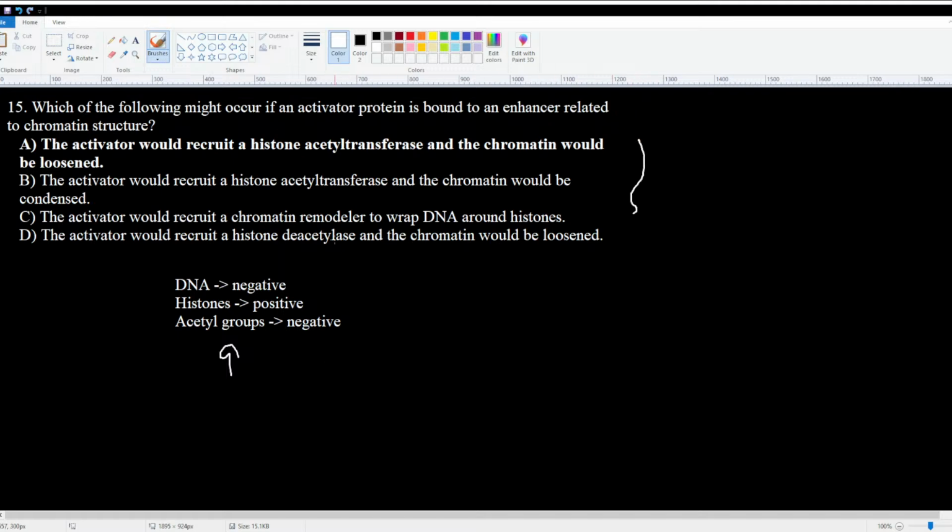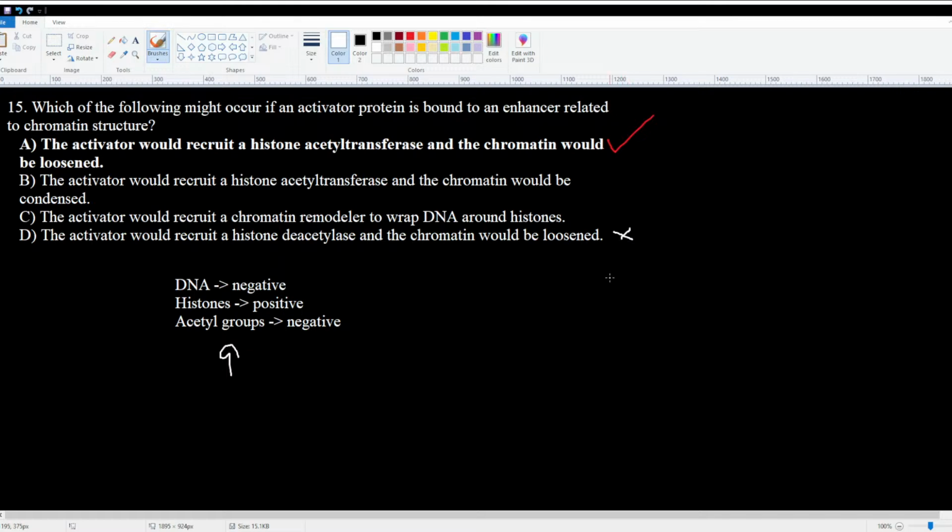So let's read some of these answers. A is the correct answer, I'll just say that. Let's start from the bottom. D is saying the activator will recruit histone deacetylase and the chromatin will be loosened. Loosening the chromatin is our final objective. However, looking at this term, histone deacetylase, what does deacetylase sound like? It sounds like something that removes an acetyl group. So that's going to repackage the DNA and tighten it around the histones. So D would be wrong.